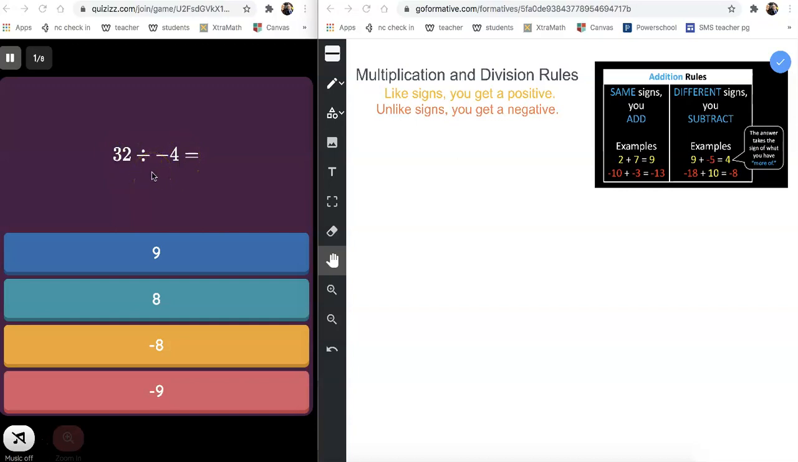Now I'm seeing a lot of students who are saying, but Ms. Eppenmeyer, there's more positives than negatives. Well, you're thinking of the addition rules. With the addition rules, when you have different signs and you subtract, you take the sign of what you have more of. But you don't take the sign of what you have more of when you're dividing or multiplying. Those rules, multiplication and division, are totally separate from the addition rules. So multiplication and division rules say, like signs you get a positive, unlike signs you get a negative. So unlike signs, we're going to automatically get a negative. And then we have to think about, well, 32 divided by 4, is that an 8 or a 9? Well, it's an 8. So we get a -8 for this first one.